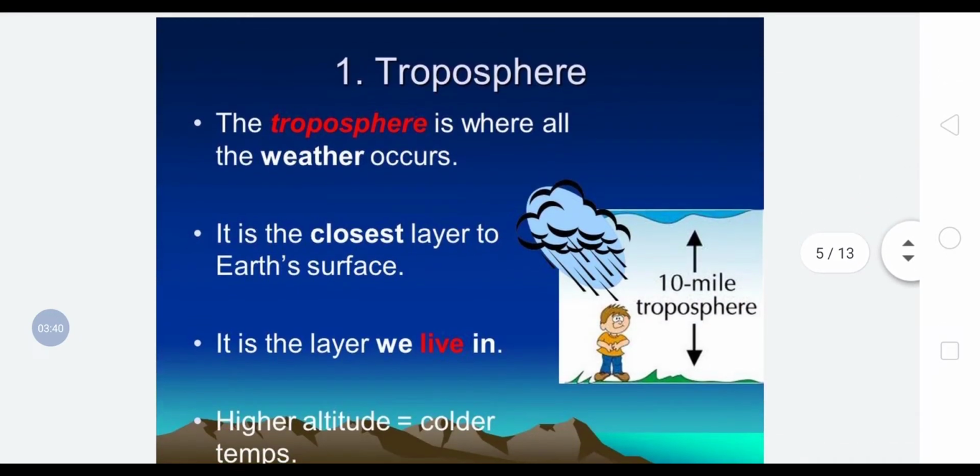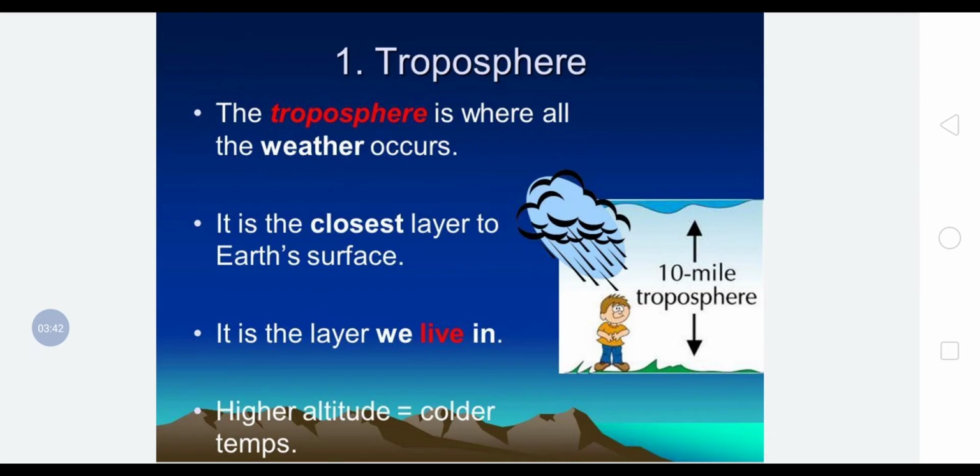The first layer is the troposphere. It is the troposphere in which we live, where we live. It is the densest layer, the heaviest layer. Because this is the layer in which all the water vapors and dust particles are present. It is the layer in which we live, and all the weather changes occur in this layer.